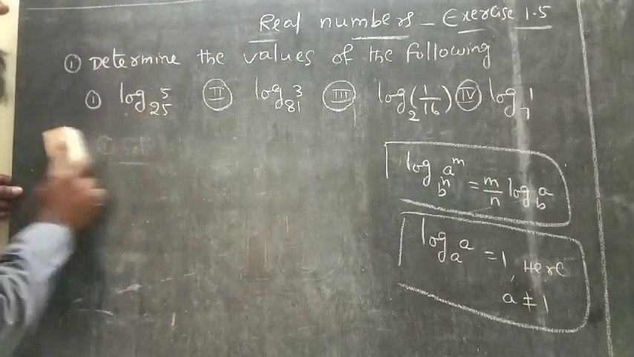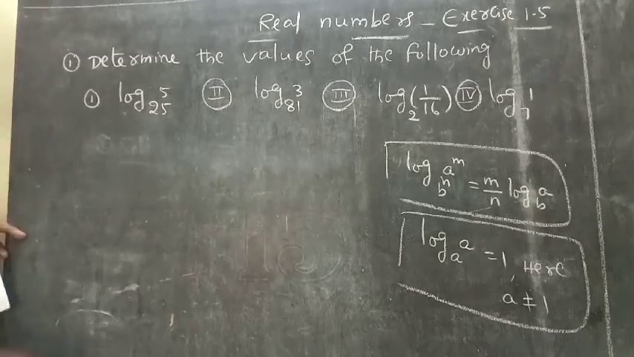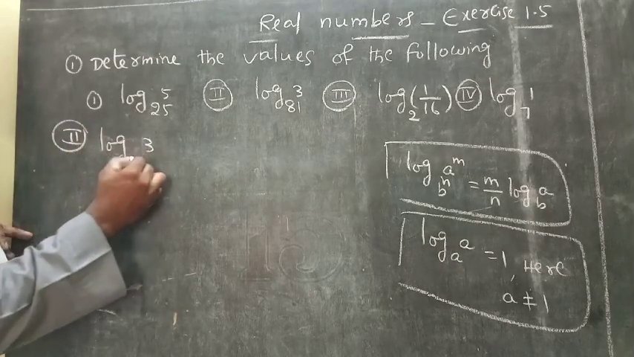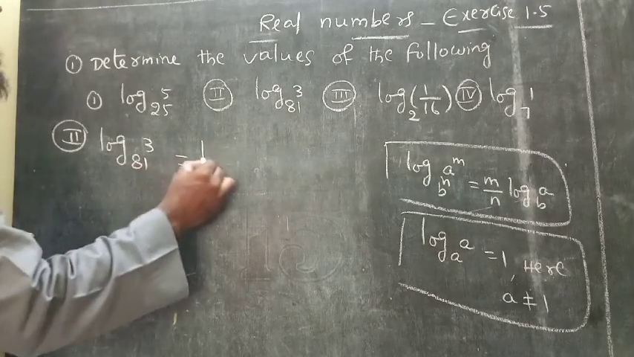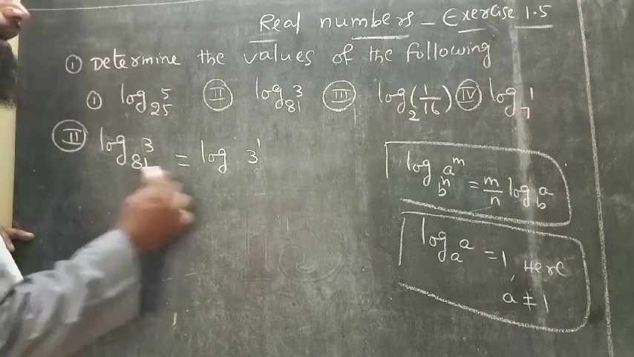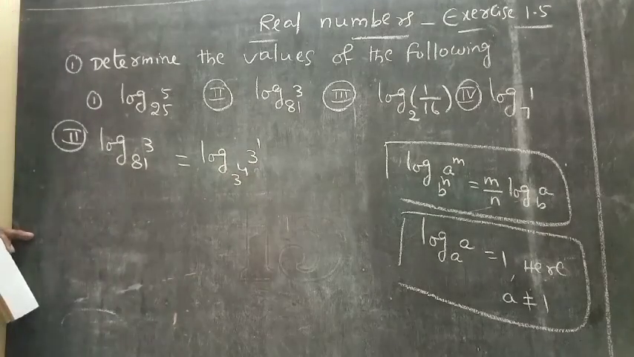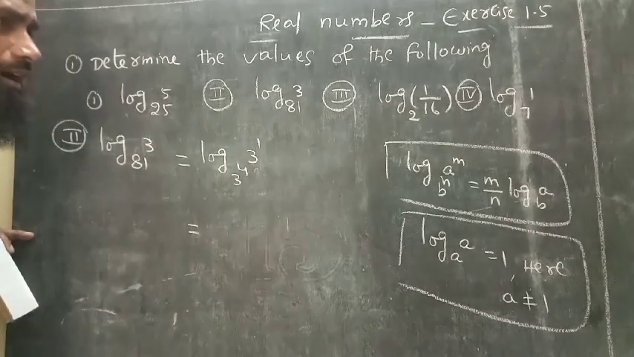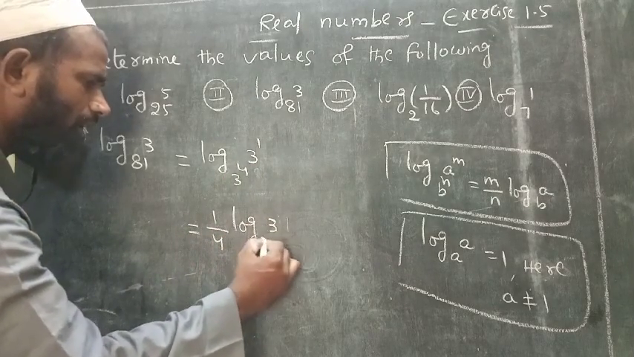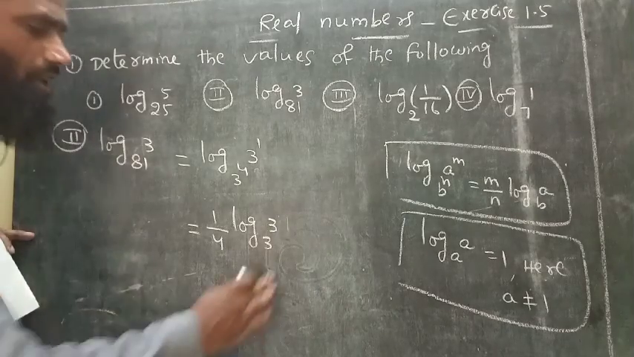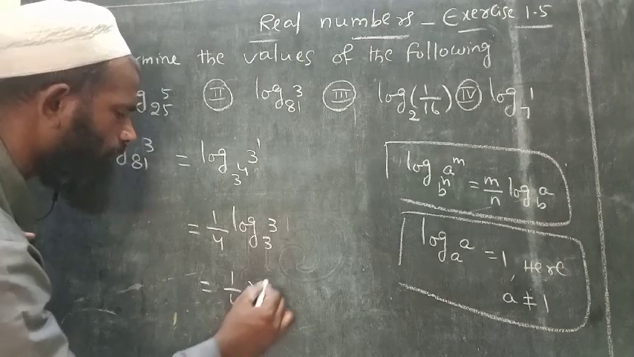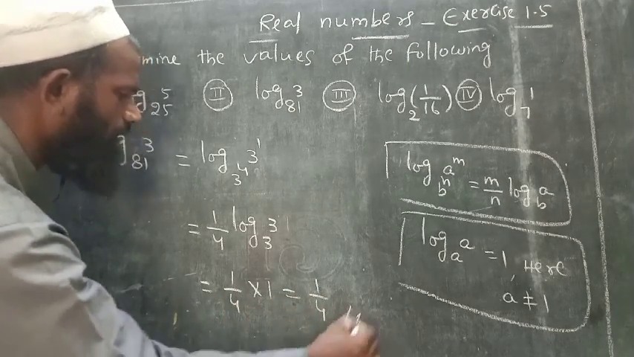The second question is also the same. What is the second question here? Log 3 base 81. Here also, 3 can be written as 3 power 1, and 81 can be written as 3 power 4. From this we get m by n, that is 1 by 4 log 3 base 3. What is log 3 base 3? Log a base a is nothing but 1. So 1 by 4 into 1 is 1 by 4.